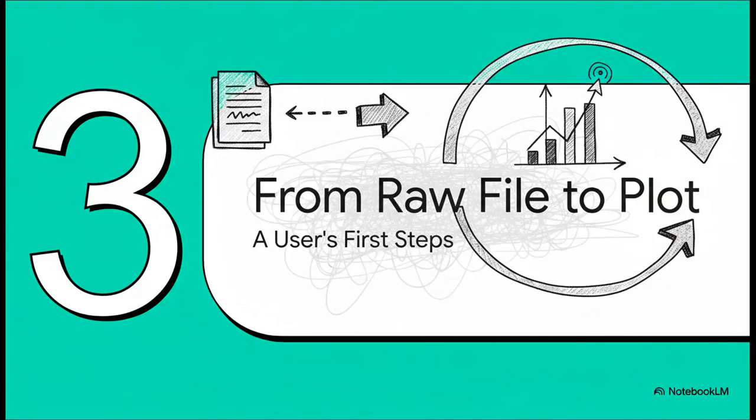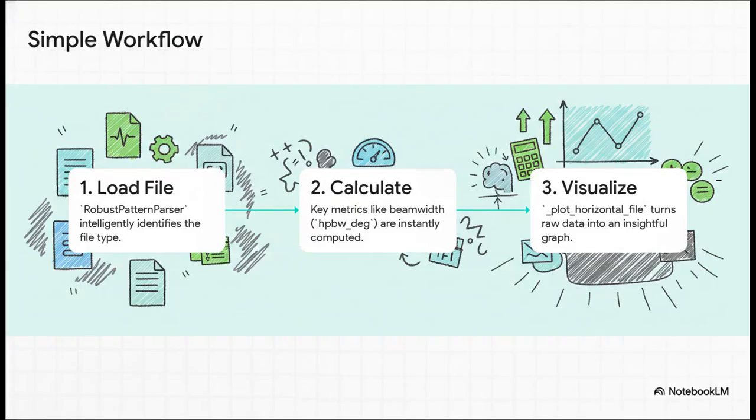Okay, so that's the how. But what does this actually look like for the engineer who's using it? Let's walk through that because it's surprisingly simple. It really couldn't be easier. It's basically a 3-step process. First, you just load any file, and the software is smart enough to figure out what it is on its own. Second, the app instantly crunches the numbers for you, calculating key things like beam width, and boom, step 3, it turns all that raw data into a really clear, useful graph.